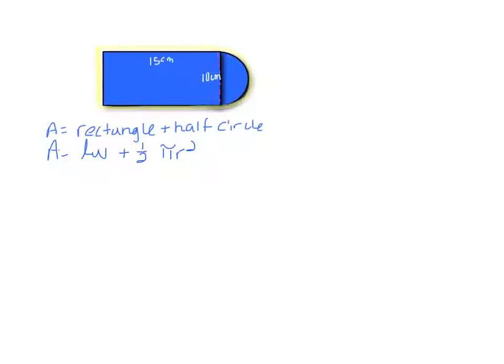Now, my length and width, or my base and height, always have to be perpendicular to each other, and we're given the dimensions 15 and 10. Then for my circle, I use 3.14 for pi, and my radius is half of the 10, because 10 is the diameter, so it's a 5. And when you plug this into your calculator, you get 189.25, and we need our units, which are centimeters squared, because we were finding the area.